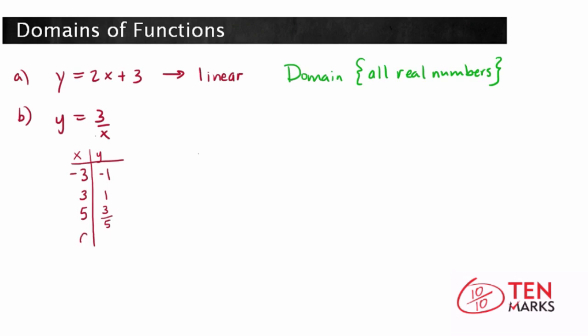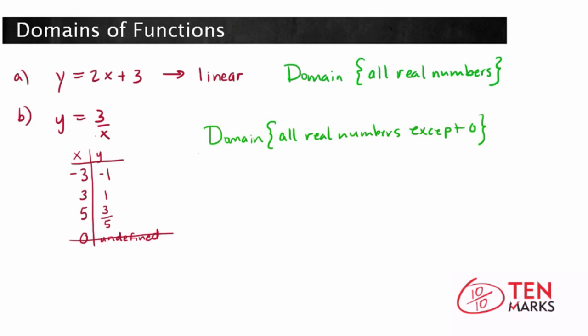However, when we choose 0, 3 divided by 0 is undefined. Remember, we can't divide by 0. So this is not a real number. 0 has to be eliminated from the domain. So the domain of this function is going to be all real numbers with a restriction. All real numbers except 0. Now you know a bit more about domains of functions.